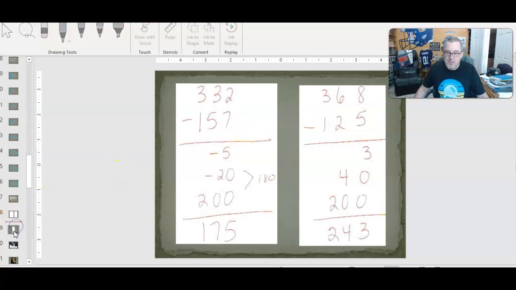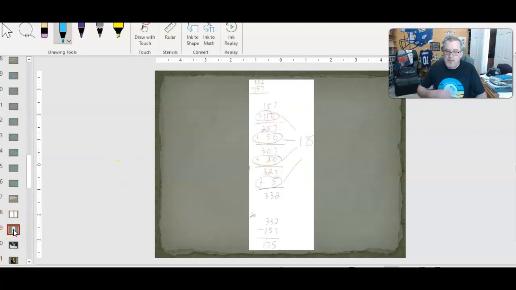Now, another student did this. Will you please pause the video and make sense of what happened here? I'll give you a minute. Go. All right, I hope you did it. This student did the counting on strategy. I hope if you go back to the what does subtraction mean? Counting on is a good strategy in some cases for some mental math.